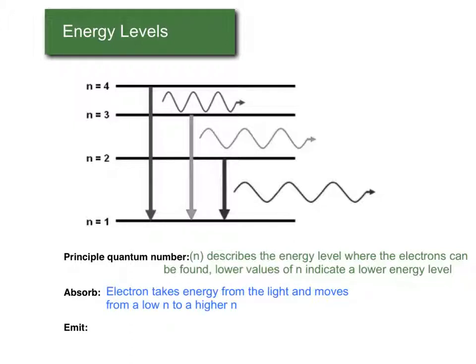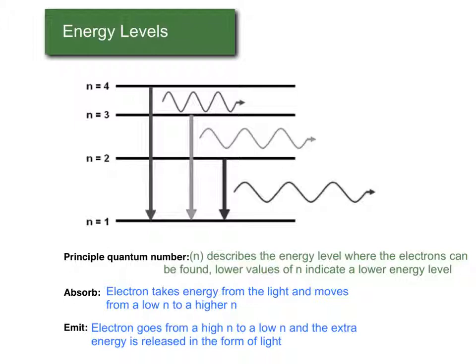All right, and I already mentioned that when the electron absorbs light, it moves from a low energy to a high energy level. And if it emits light, that's when it's going from a high level back down to a low level. And that's what's shown in this diagram here. All of these are emissions. They're arrows pointing from a higher n back down to 1.